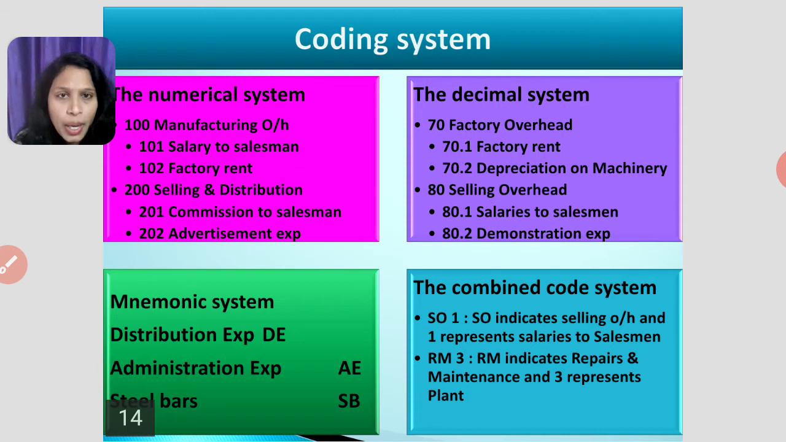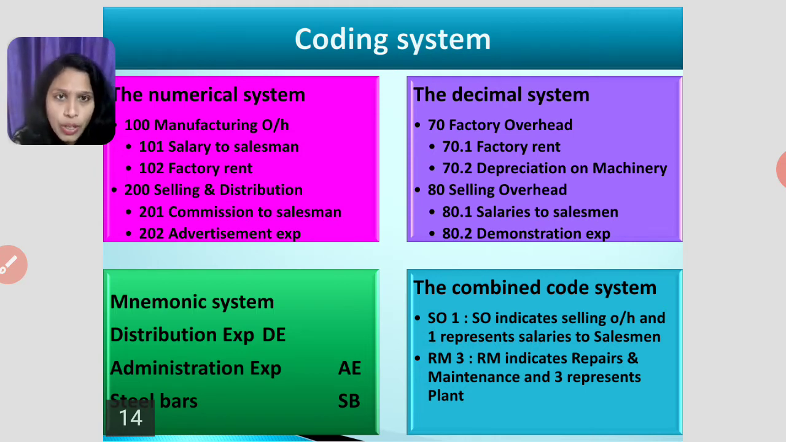The first coding system is the numerical system. Numerical system means here using only numbers. As per cost classification, costs are classified according to their functional analysis. So costs are classified as factory overheads, office administration overheads, and selling and distribution overheads. Here we also consider these under the numerical system.